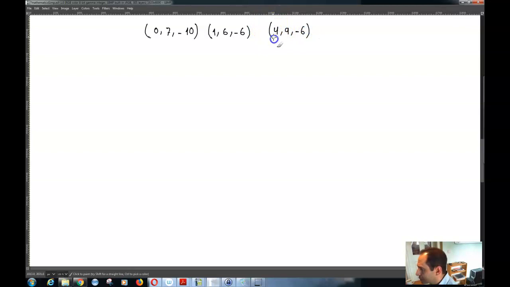Okay, so the next question that we have is we want to verify that, for example, these 3 points are the vertices of an isosceles triangle. So you have the point 0, 7, negative 10. You have the point 1, 6, negative 6. And you have the point 4, 9, negative 6. We call this A, call this B, and call this C.